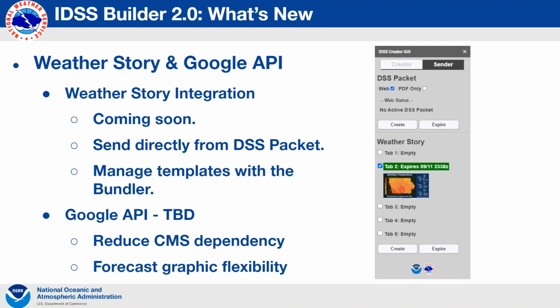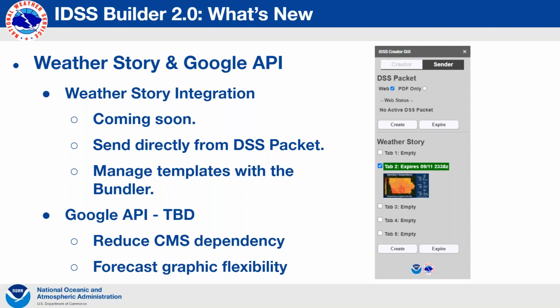And once ready, the Weather Story tools will appear below the DSS packet section in the Sender tab. It works very similarly and allows for basic tab management by seeing a breakdown of current tab activity and quick expiration options. The bundler is also a great tool for building out new Weather Story templates in Google Slides. And we'll have more information on this in the near future.